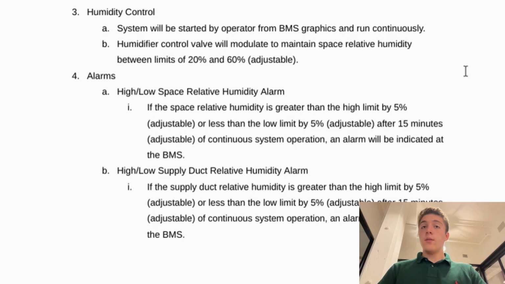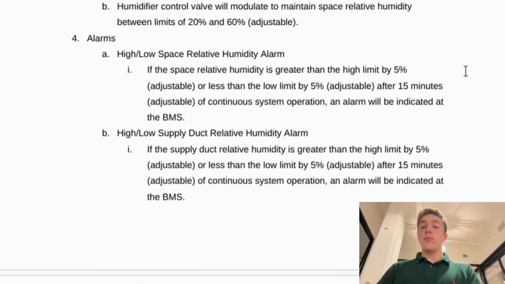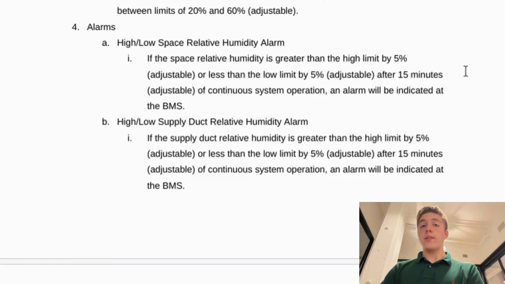It'll control humidity, so it'll be run continuously and try to keep the relative humidity within the set points of 20% and 60%. These are adjustable. Some alarms will be the high-low space relative humidity alarm and the duct relative humidity alarm. Just make sure that it stays within 5% of the set points, and if it goes over 5% for more than 15 minutes, then an alarm will be sent.